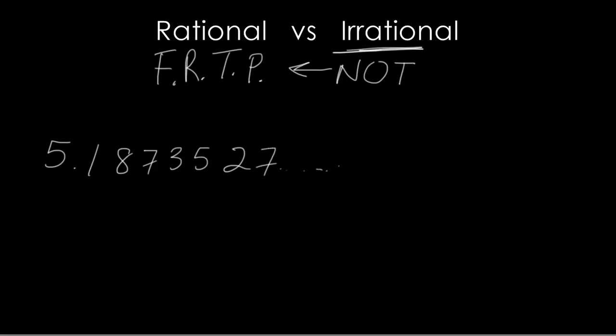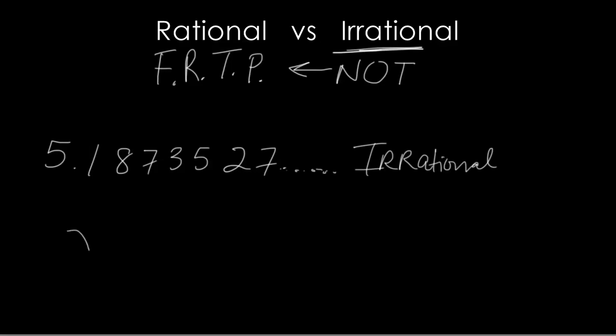5.1873527, and it just goes on and on, right? Is this a fraction? No. Is this a repeating decimal? No, I don't see anything repeating here, right? Is this a terminating decimal? No, these little dots mean that it goes on forever and ever, right? Is it a perfect square? Nope, there's no number that I can multiply by itself that would give me this, right? So the fact that it's not terminating, it's not repeating, means this is not rational, so this is an irrational number, okay?